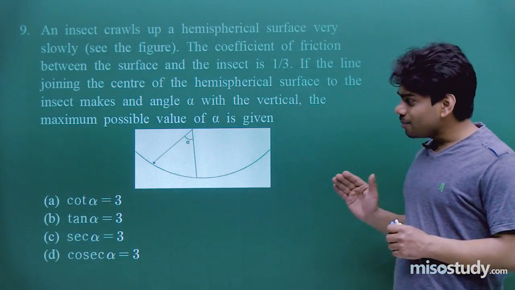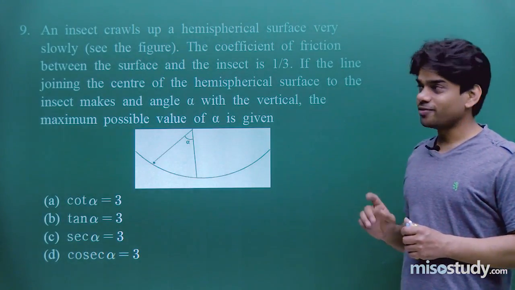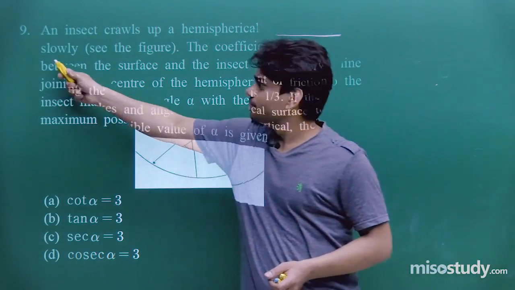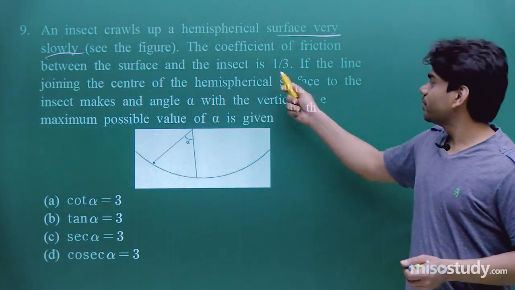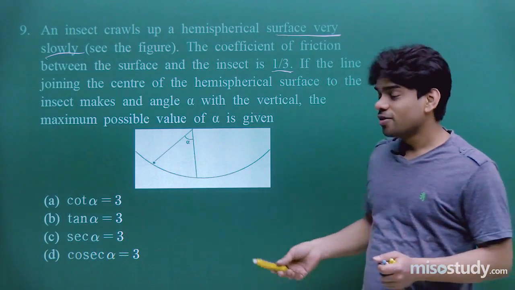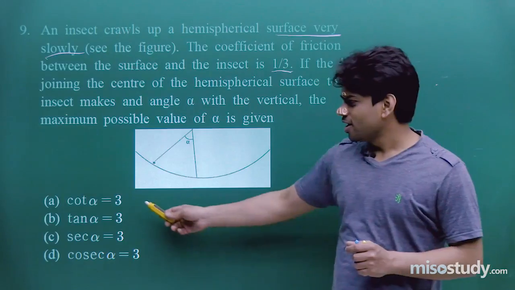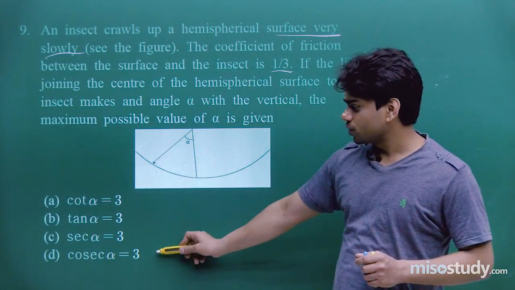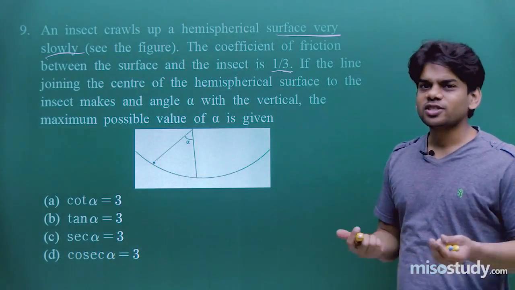Now see, it climbs slowly. This is what we need to consider: it climbs very slowly. Mu is given as 1 by 3. Now the maximum value of alpha that is possible, we are talking about the limiting friction case. The options are: A, cot alpha equals 3; B, tan alpha equals 3; C, sec alpha equals 3; D, cosec alpha equals 3. Let's try to find out.